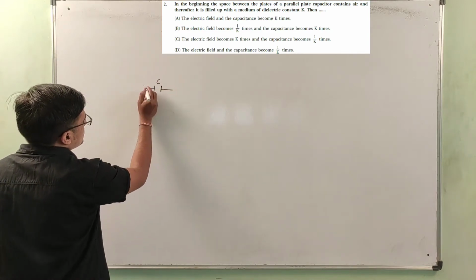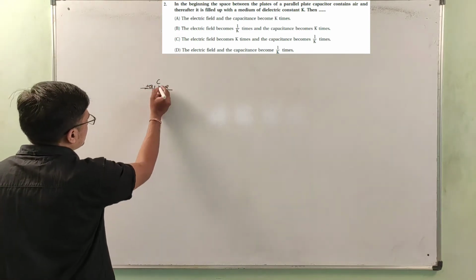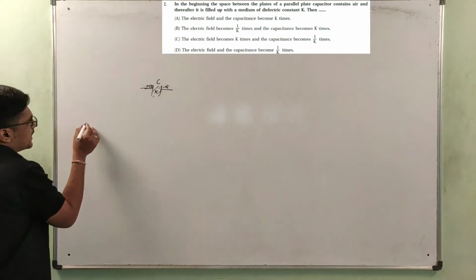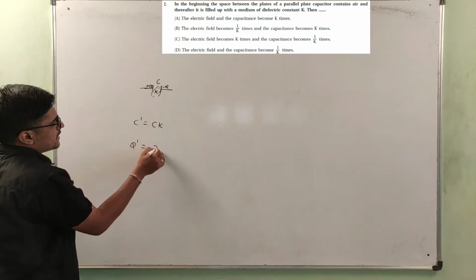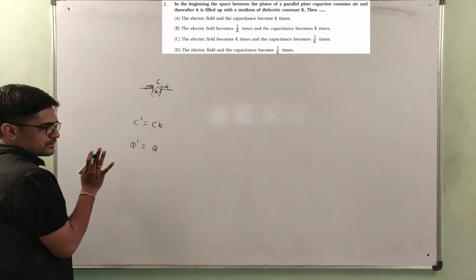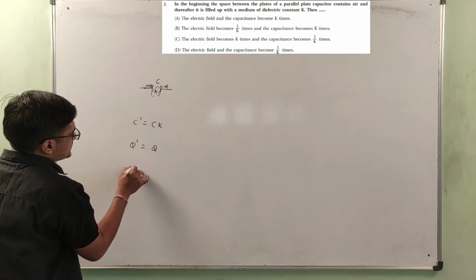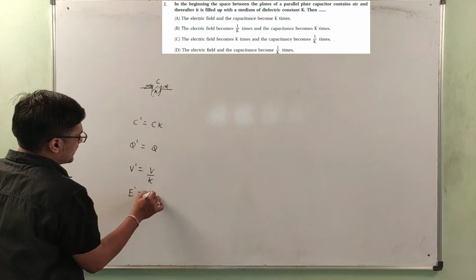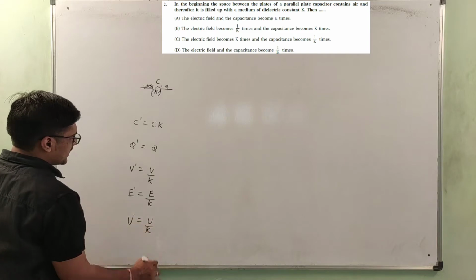Means suppose Q charge is present here, plus Q and minus Q. Now remove the battery and insert a dielectric between 2 plates. Then what happens? Then the capacitance becomes K times. Charge remains same as initial. No change in the charge. And the potential becomes 1 by K times, and the electric field becomes 1 by K times, and the energy also becomes 1 by K times.